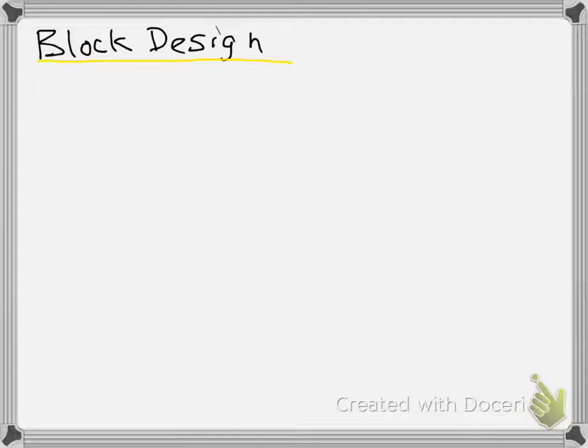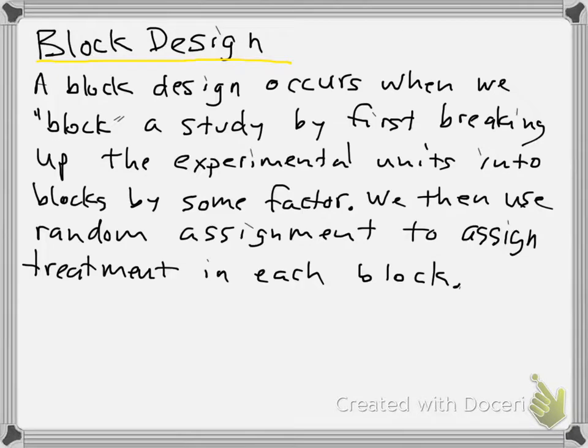And what's different in a block design is that before we start randomly placing people into groups, we split them up into what we call blocks. And the block would be putting people into groups depending on some level of a factor. For instance, it could be males and females. It could be those who exercise or those who don't. It could be those with family history or not. Any one of those factors we could have started out blocking this experiment by.